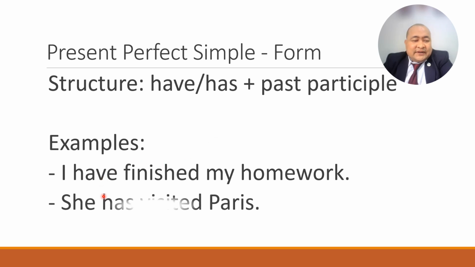Let's see one more example. She. The subject is she, so because the subject is she, the auxiliary verb uses has. She has. The verb is visit, so the verb 3 or past participle of visit is visited. So, she has visited Paris.